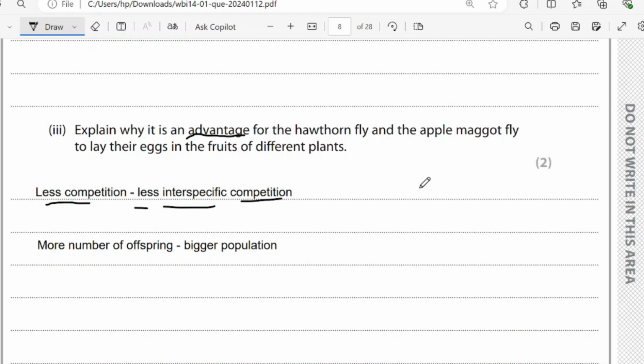So there would be less interspecific competition, which is competition between hawthorn flies and apple maggot flies, and that's why they get more food, they get more space to lay their eggs if they're choosing different options, different fruits and different plants, and that's why their number of offspring will increase, their population increases, and that is a selection advantage.